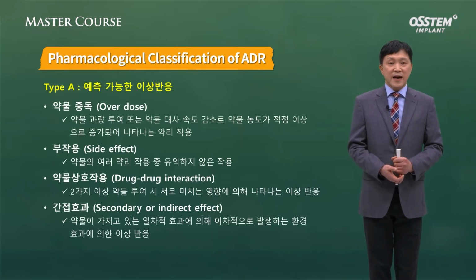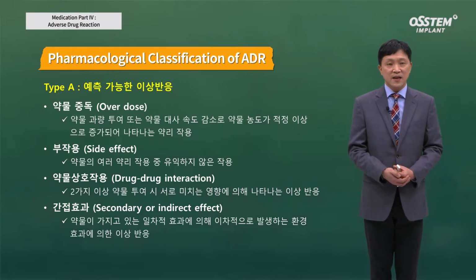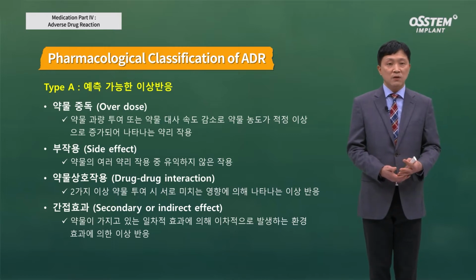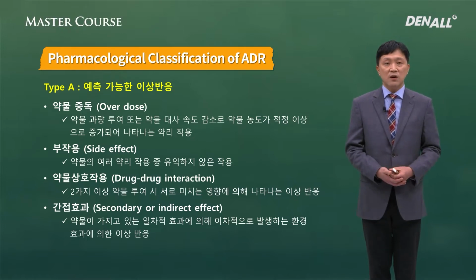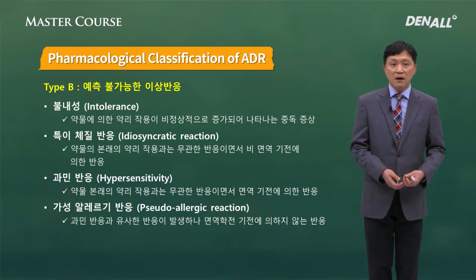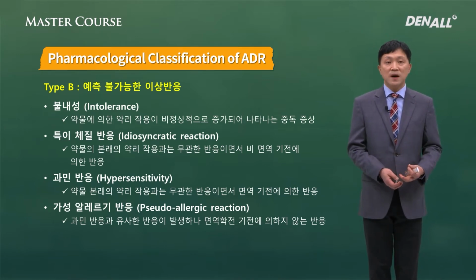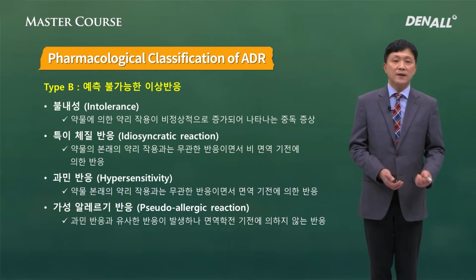This is a pharmacological classification of adverse drug reactions. Type A is predictable adverse reactions: overdose, side effects, drug-drug interaction, secondary or indirect effects. So predictable reactions. Type B, unpredictable reactions: intolerance, idiosyncratic reactions, hypersensitivity, and pseudo-allergic reactions.